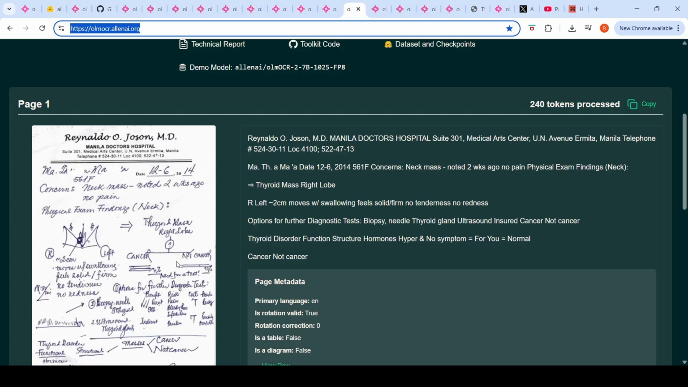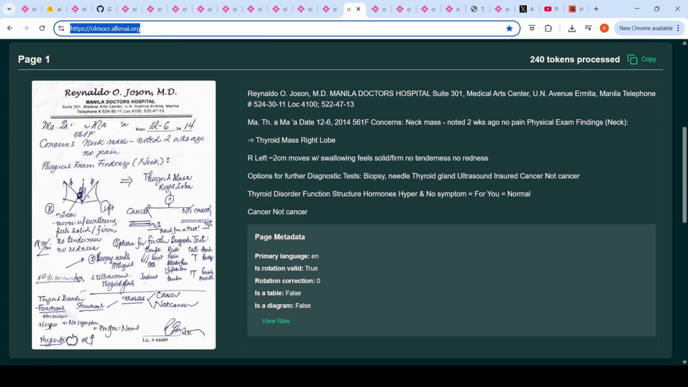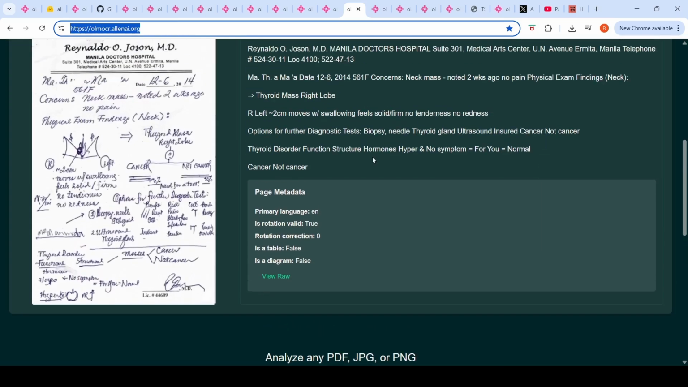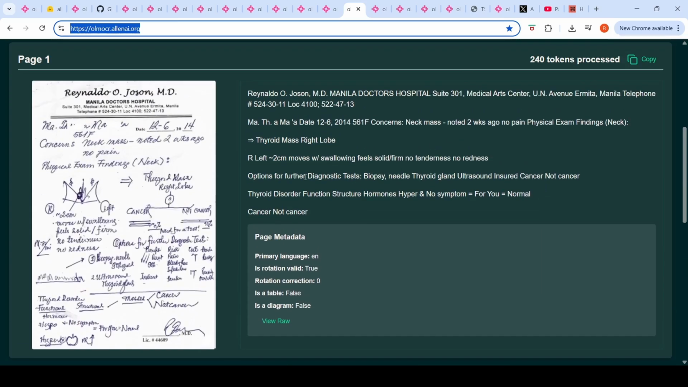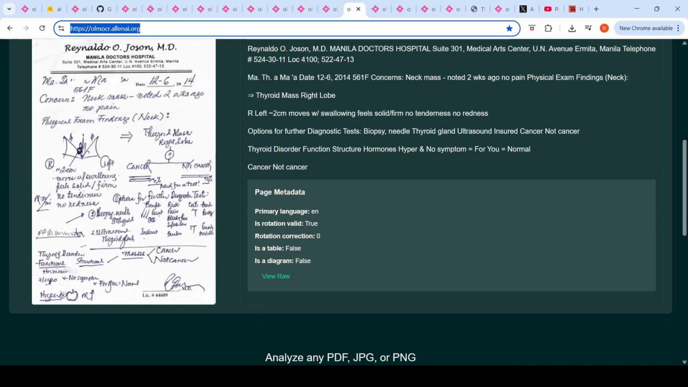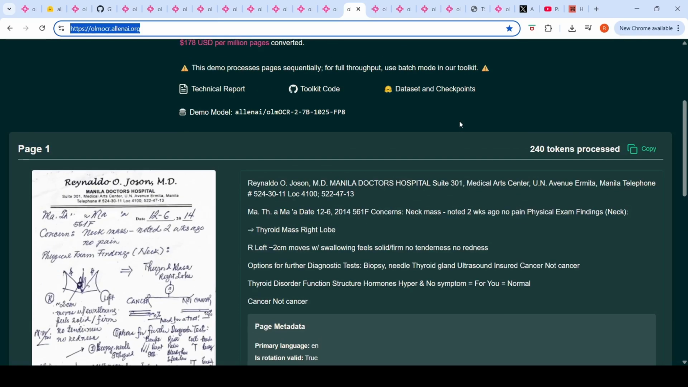Wow, nice. Then it says cancer, not cancer. Thyroid mass, right side question is there. Biopsy options for further diagnosis. Okay, it pulls from here. Then it says thyroid disorder function, hyper, no symptom, cancer, not cancer. I think it is pulling out this part, but I don't see what happens to the rest of the text over here. I'm not sure why it has not done this part, but this is how it is doing on this image.